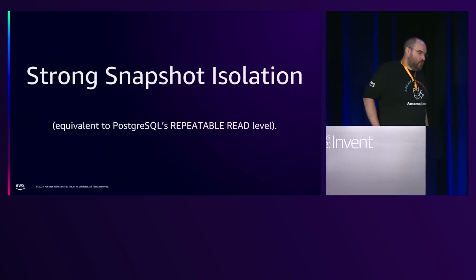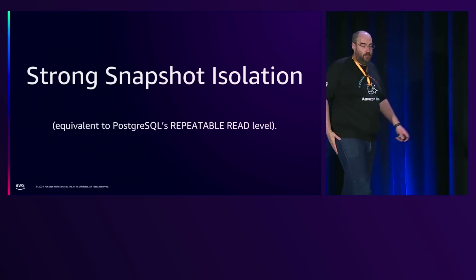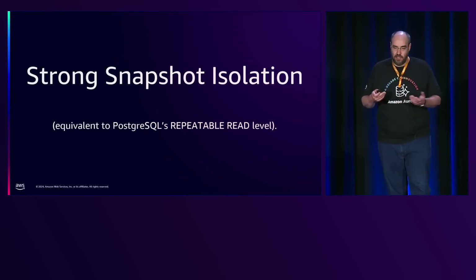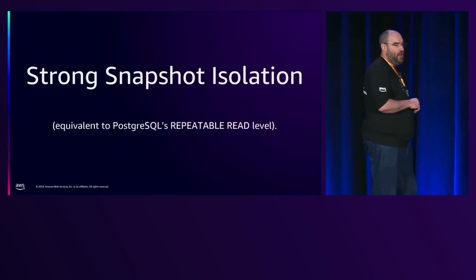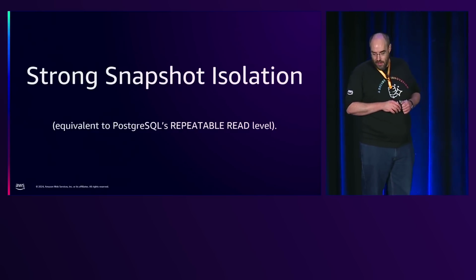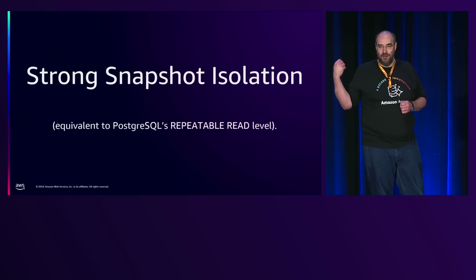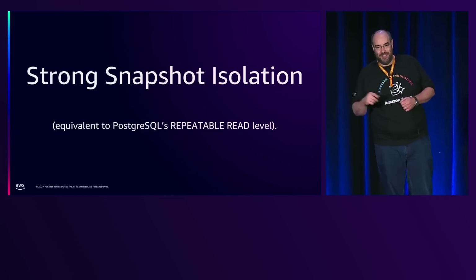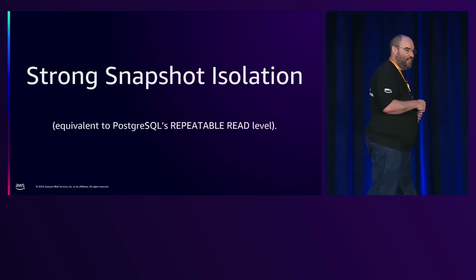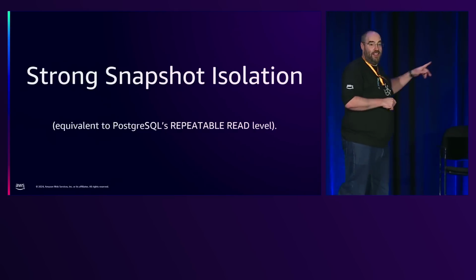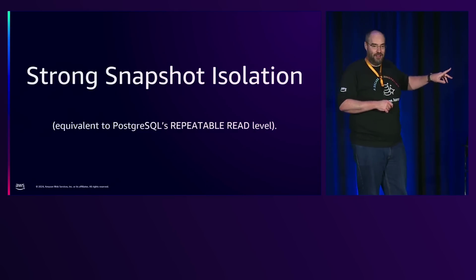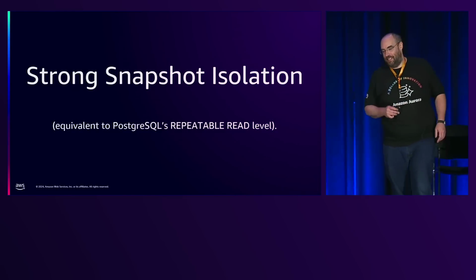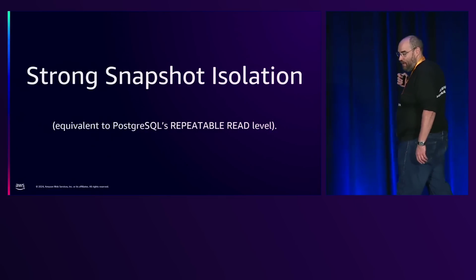Strong snapshot isolation is equivalent to Postgres' repeatable read level, which, as far as we know, is by far the most common level to run Postgres at. It's a little bit controversial in the database community that Postgres calls the snapshot level repeatable read. It actually isn't ANSI repeatable read. This is Postgres cheating a little bit. It's better than repeatable read, though, by the way. The Postgres people are right, which they often are. Anyway, so our isolation level, strong snapshot isolation, is equivalent to Postgres' repeatable read.